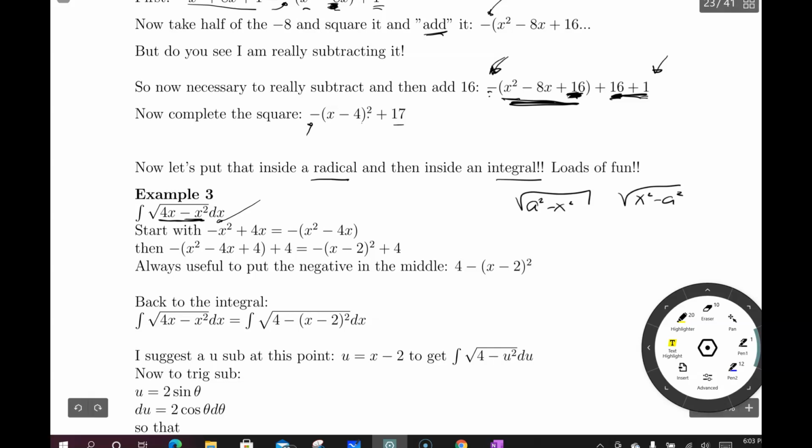So first things first, rewrite this so the x squared is in the front, and you factor the negative out. It has to be factored out of the first 2 terms. This happens to not have a constant term, right?